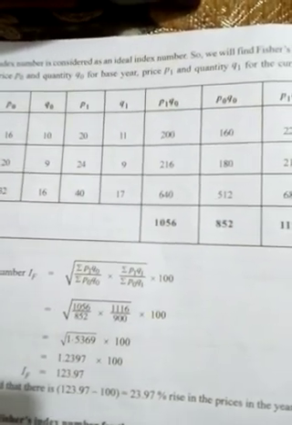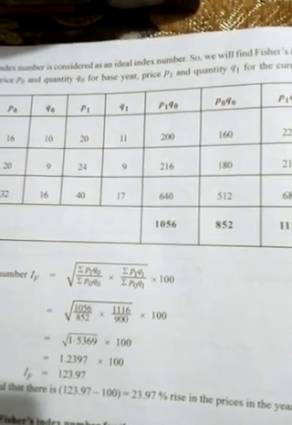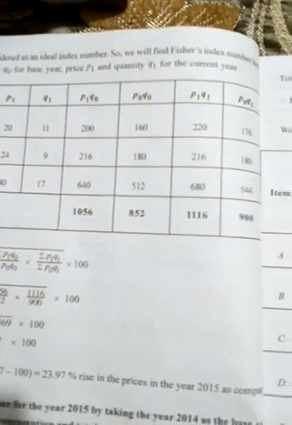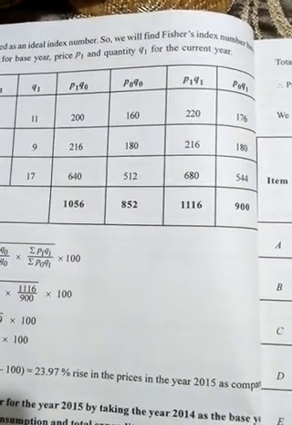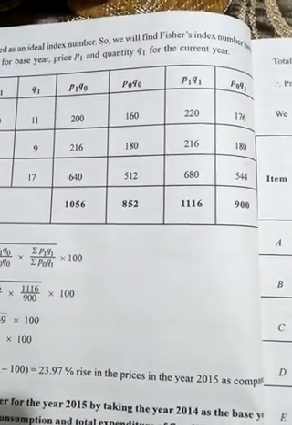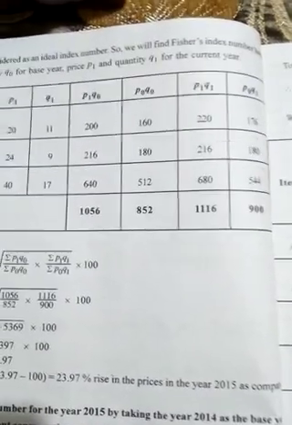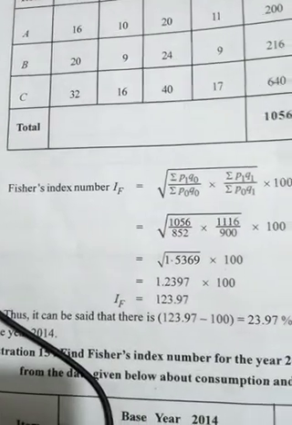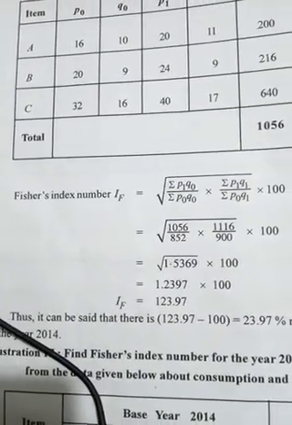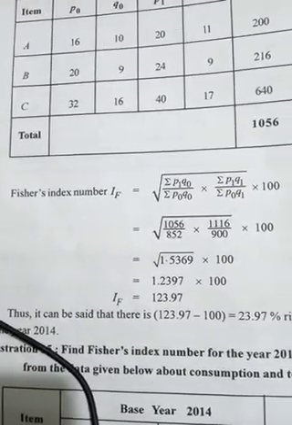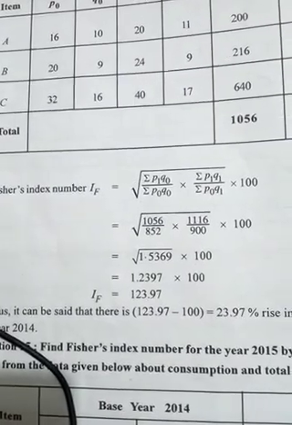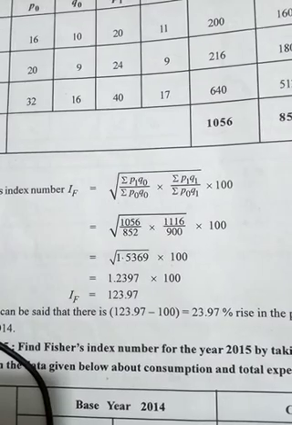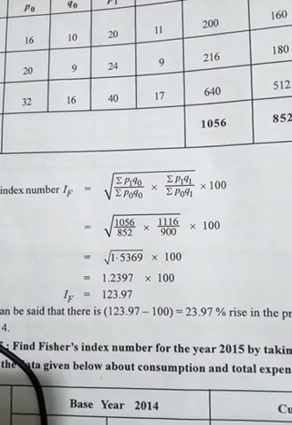Then what you want to do, P1 Q0 and P0 Q0 both you have to find out. Also P1 Q1 and P0 Q1. So these four columns are to be filled, and the total also is to be found out. And once you do that, you will use the formula: Fisher's index number is equal to sigma P1 Q0 upon sigma P0 Q0 multiplied by sigma P1 Q1 upon sigma P0 Q1, into 100.